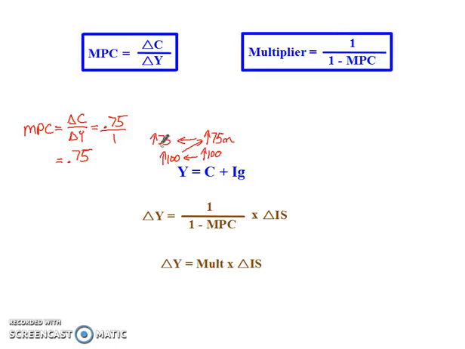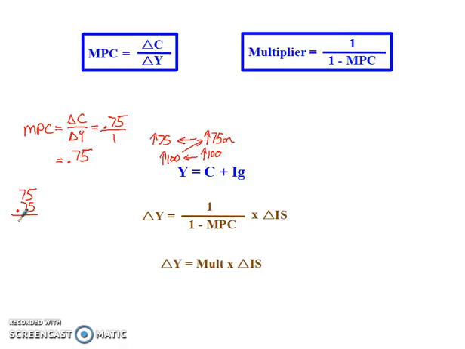Well, of course, $75 million is now new income for somebody, and that means people that have this extra $75 million in income are going to go spend part of that. How much of that are they going to spend? They're going to spend 75% of it. So how much are they going to spend? Well, you would do the $75 million times 0.75, because they're going to spend 75% of that $75 million.